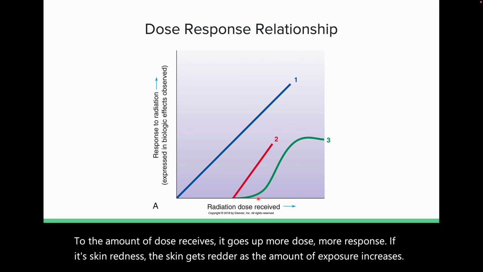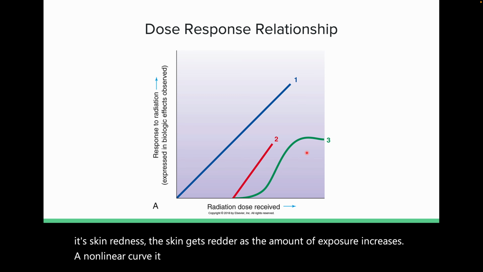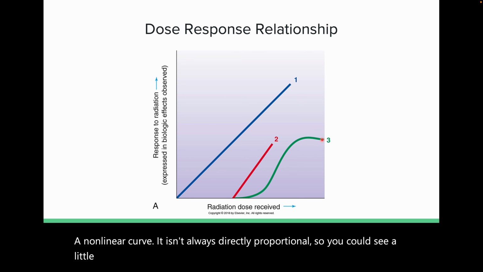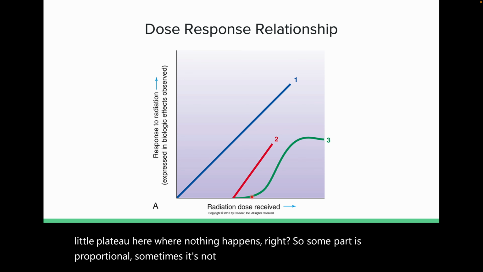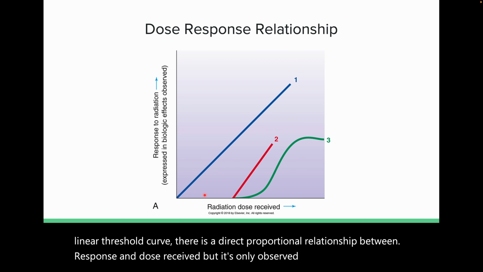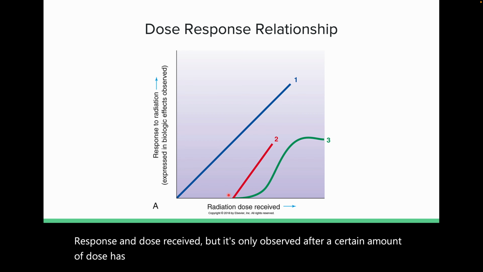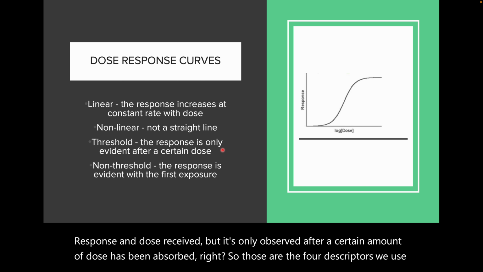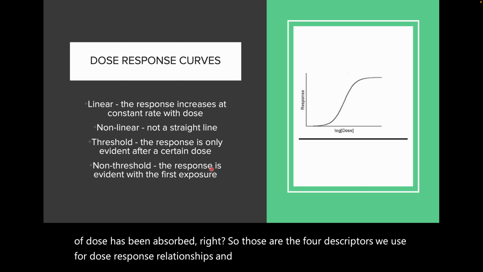A non-linear curve isn't always directly proportional. So you could see a little plateau here where nothing happens, right? So some part is proportional, sometimes it's not directly proportional, but it's related, right? A linear threshold curve has a direct proportional relationship between response and dose received, but it's only observed after a certain amount of dose has been absorbed. Right? So those are the four descriptors we use for dose response relationships. And here they are in one slide for you to look at.